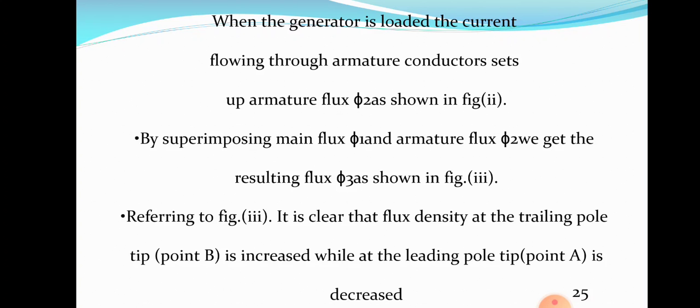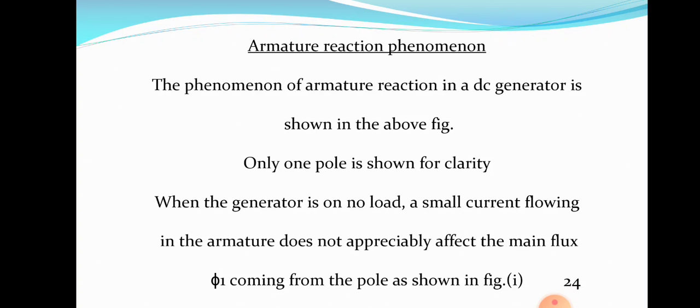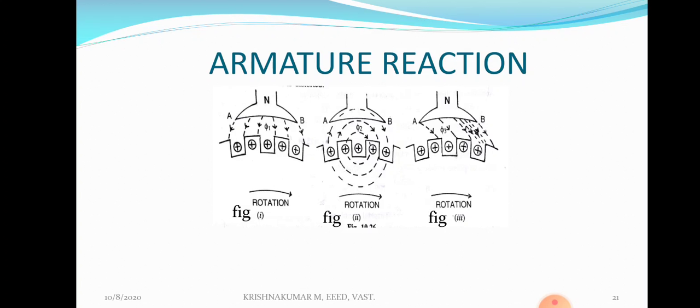This phi 2 disturbs the main flux phi 1. Then what is happening? That is in figure 3. That is phi 3. So phi 1, phi 2, phi 3; figure 1, figure 2, figure 3.